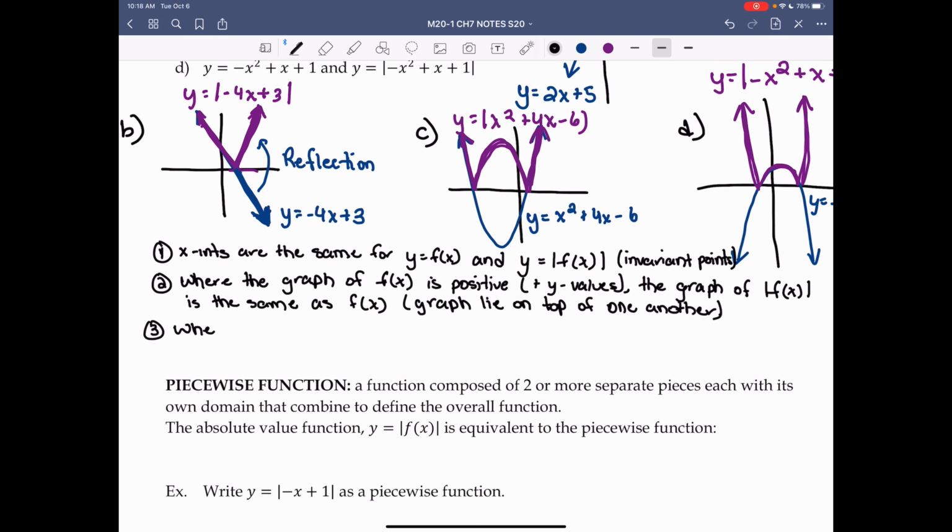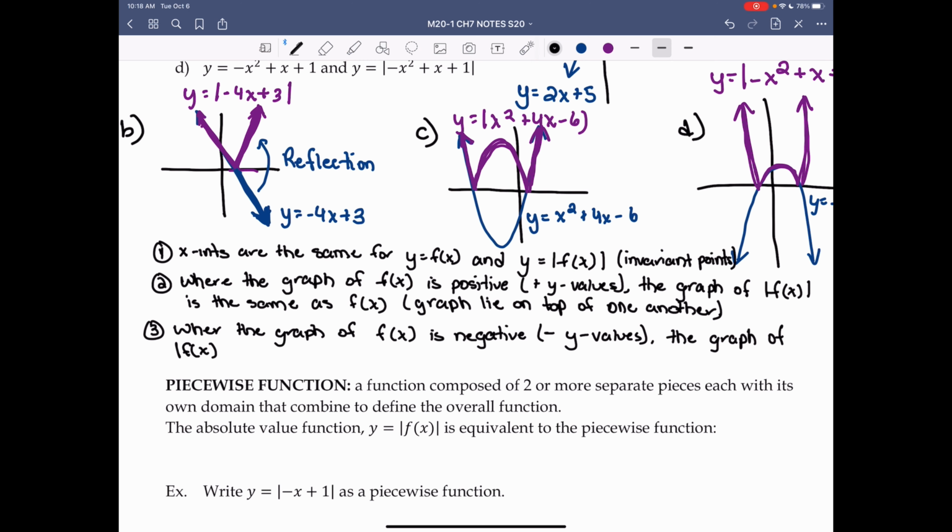And then the third thing, so graphs lie on top of one another when the original function is positive, but where the graph of f of x, our original function, is negative, so negative y values, then the graph of absolute value of f of x is reflected across the x-axis so that absolute value of f of x is positive.